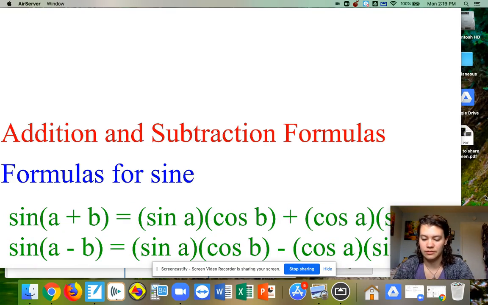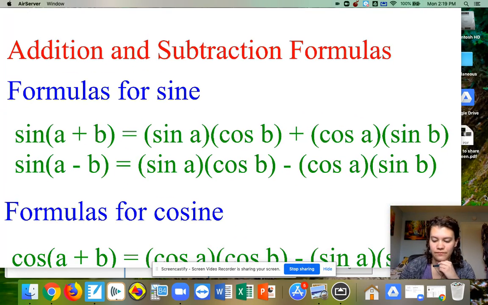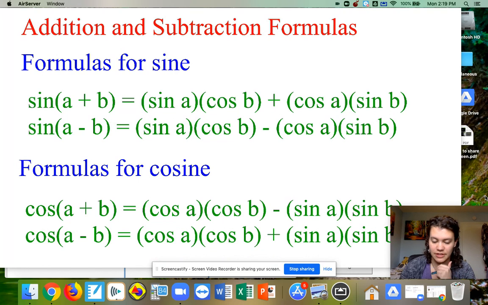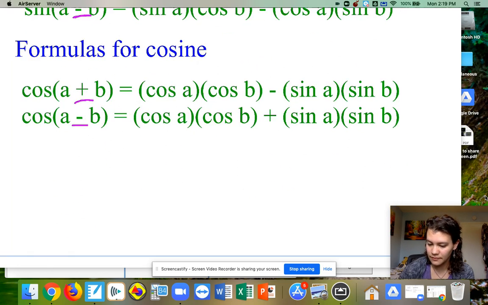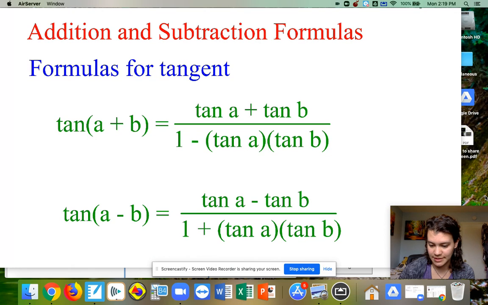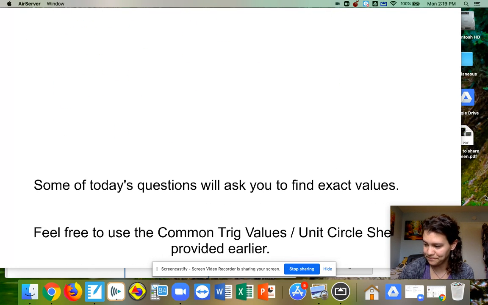here are the formulas. Again, these are on your formula sheet, so don't worry about writing them down or copying them. They're going to be different depending on if you're adding or subtracting and if you're doing sine or cosine. And then here are the tangent ones as well. So we'll get into some examples.